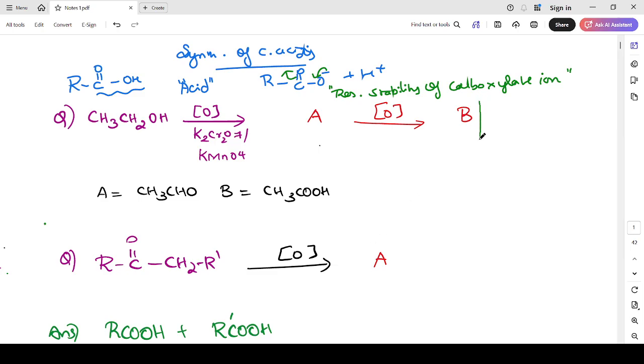So there are different types of carboxylic acids. For example, I have monocarboxylic acid. The very first form of carboxylic acid is formic acid or methanoic acid. Only one carbon is there, so we call it formic acid or methanoic acid. The next one is ethanoic acid or acetic acid.